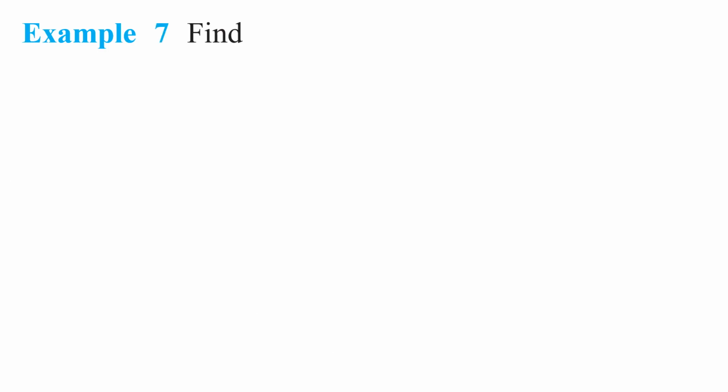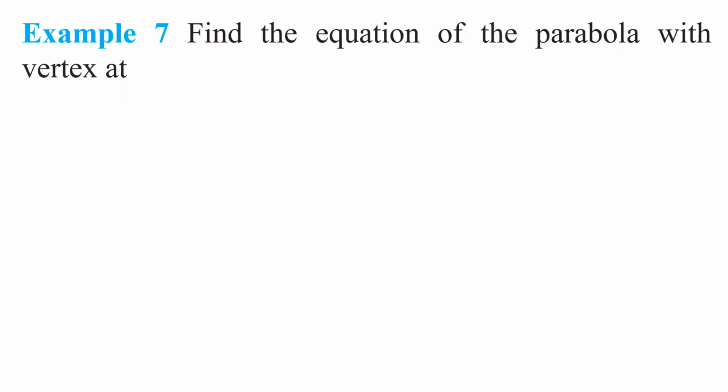Now let us take another example. Find the equation of the parabola with vertex at origin (0, 0) and focus at the ordered pair (0, 2). Understood this question, my children? What are given here? The vertex of the parabola is given and the focus of the parabola is given. In this case, we have to find the equation of the parabola.